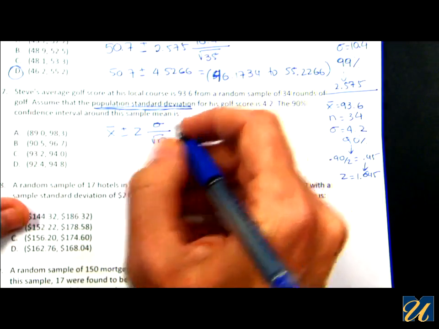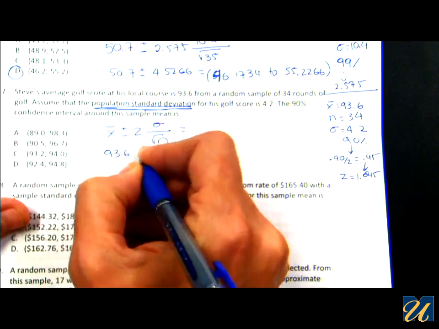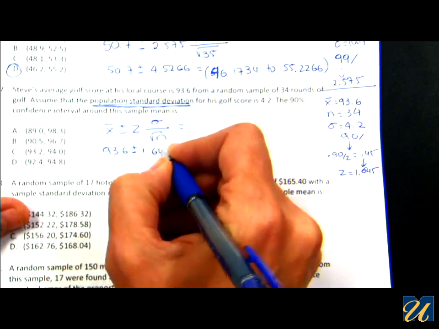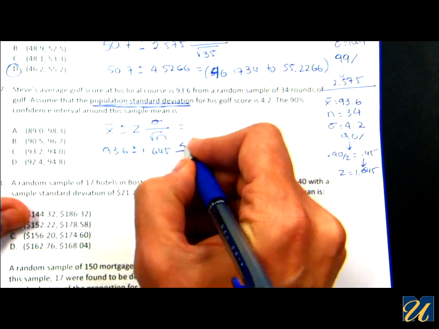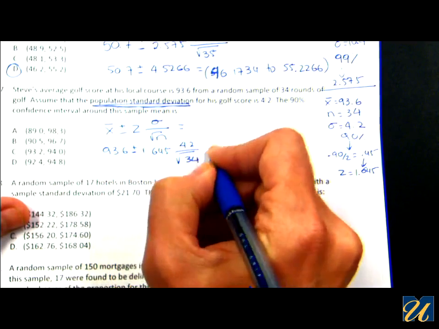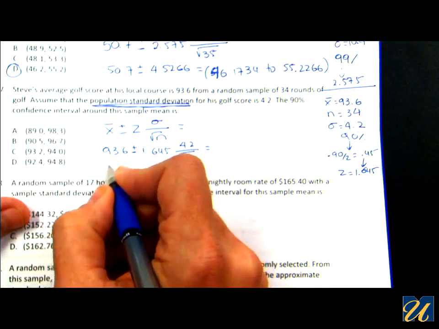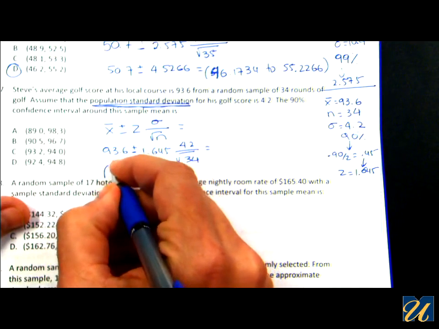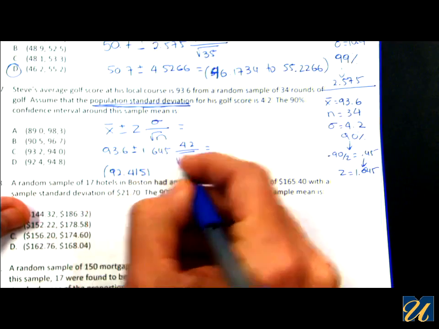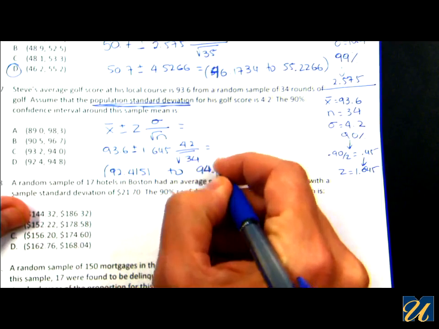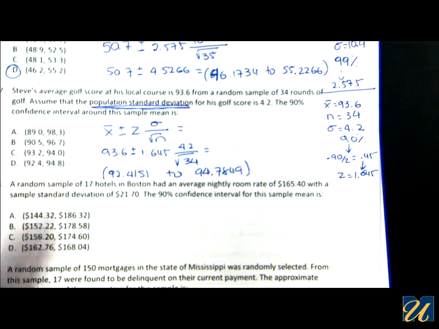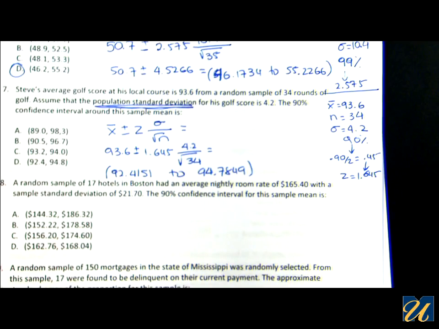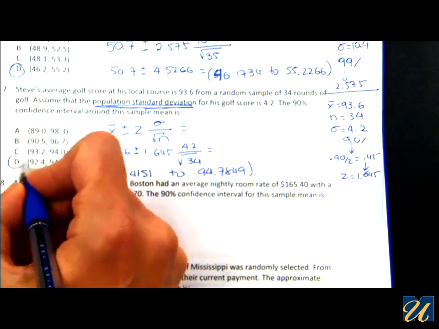So this will be 93.6 plus or minus 1.645 times 4.2 divided by square root of 34. By doing the calculations, and again, I want you to be careful with your calculations, you will have a confidence interval from 92.4151 to 94.7849, or something really, really close to that, based again on the rounding settings on your graphing calculator. So the correct answer in this case will be D.